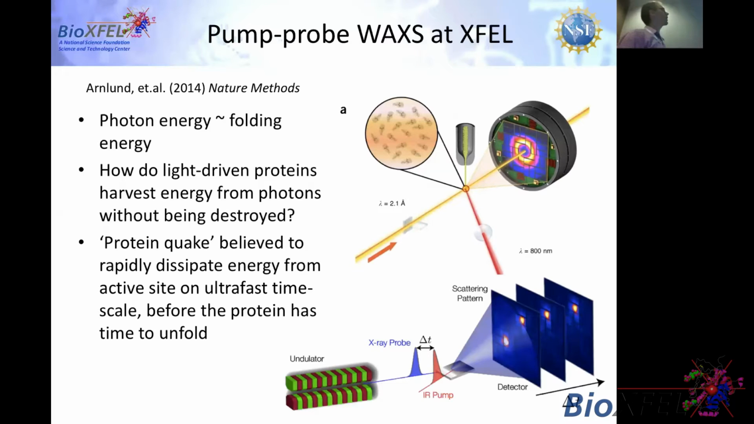The main question they were asking was, how can light-absorbing proteins, which absorb photons with energies approximately equal to or even greater than the folding energy of proteins, stay folded? There's so much heat generated that it should essentially unfold the protein. What had been hypothesized is that there's something called a protein quake that dissipates energy from the central catalytic region in an earthquake-like mechanism, spreading out that energy on an ultra-fast time scale before the heating from the protein actually causes it to unfold.